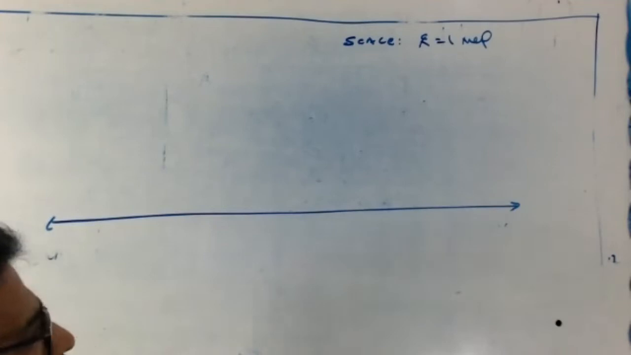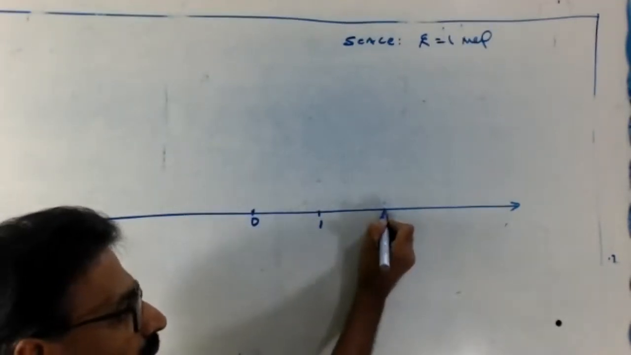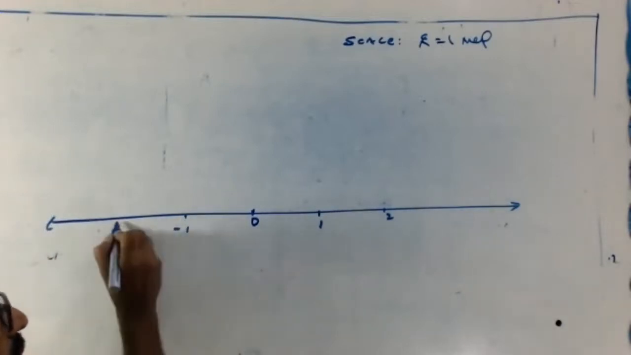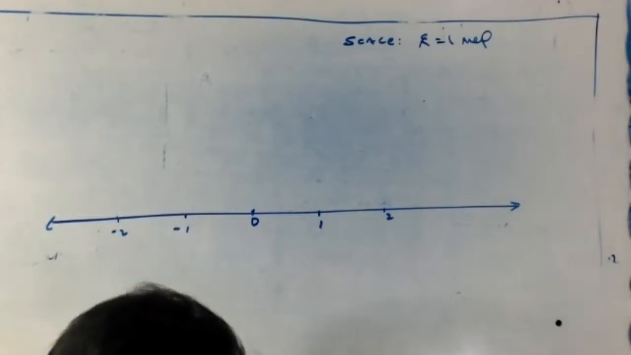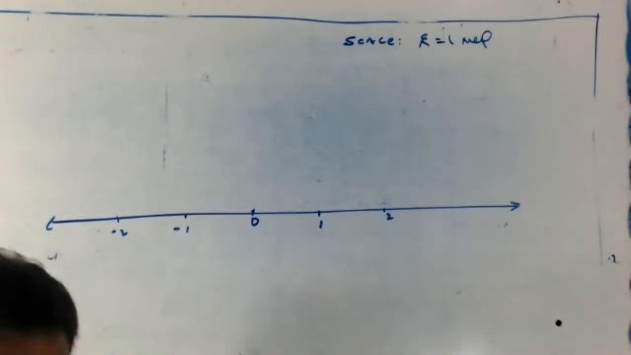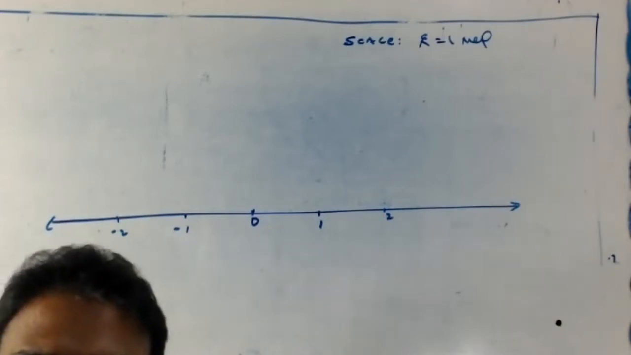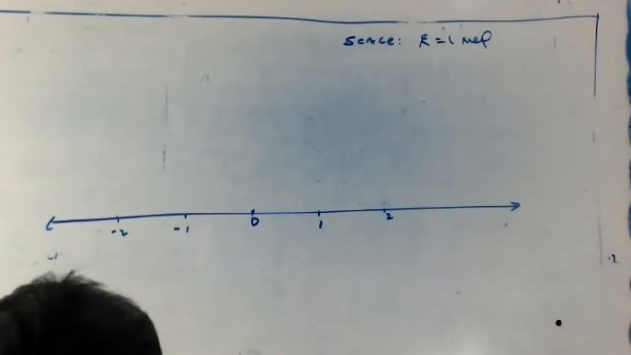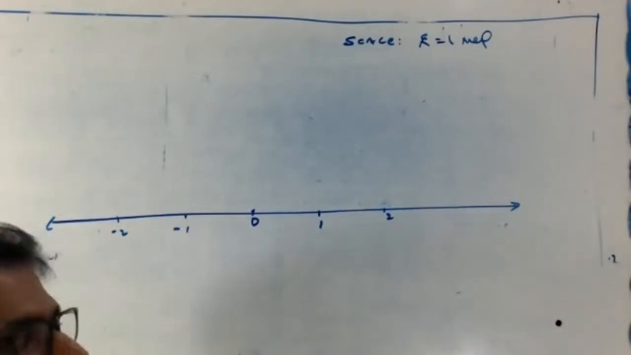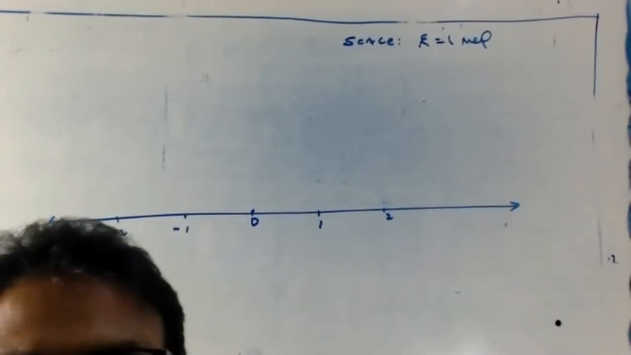Now look at here. I put 0 here, 1 inch. I'm taking 1 here, 2 here. Here is minus 1, minus 2. Every 1 centimeter, 1 inch. If you are taking one unit, 2 centimeters accordingly. Okay, clear now? This is okay? Step 1 okay or not?